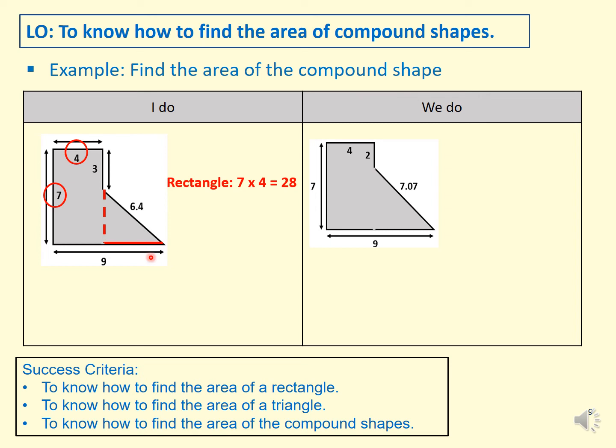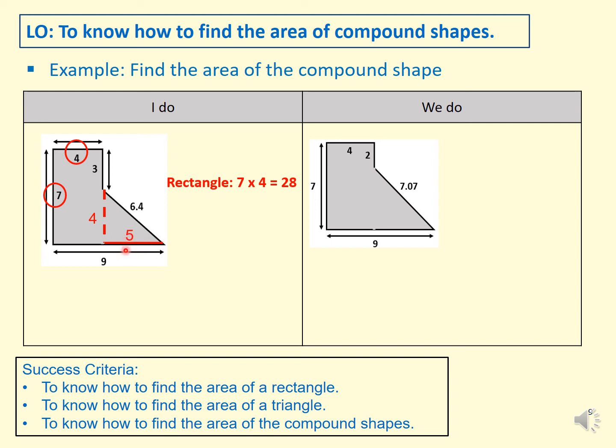So let's find them. To find this length, I know the whole side of the rectangle is 7. I have that 3 out of 7 in here. So if I do 7 take away 3, I'm left with 4, which is this side in here. So this is 4. Now to find this length, I know the whole length was 9, and I know this side of the rectangle was 4. So 9 take away 4 is 5. So I'm left with 5 for here.